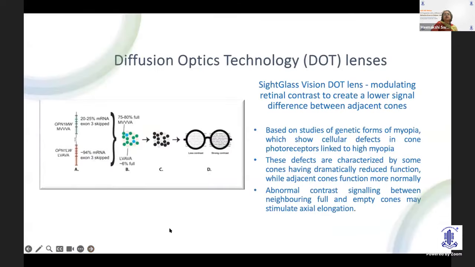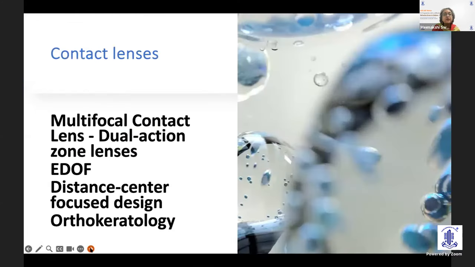And these are the latest, which is called the DOT lenses, diffusion optics technology. I'm not going to go into the details. Basically, how it works is, it corrects the abnormal contrast signaling between neighboring full and empty cones. It is believed that the abnormal contrast signaling is what stimulates the axial elongation. And the DOT lenses correct that abnormal signaling, all right?